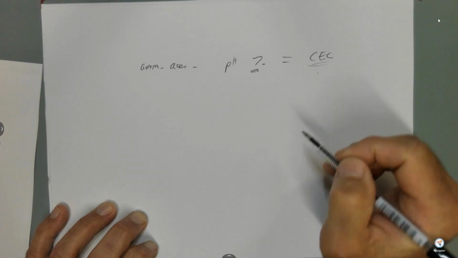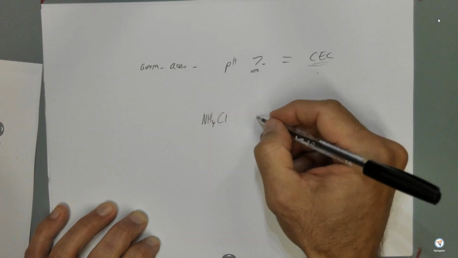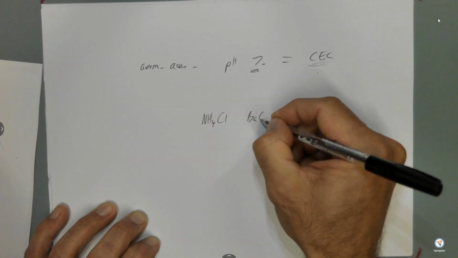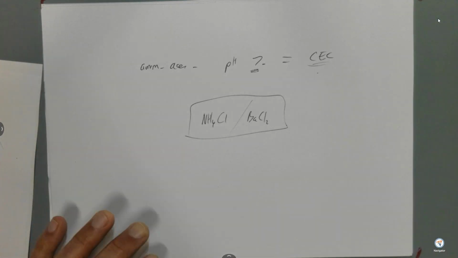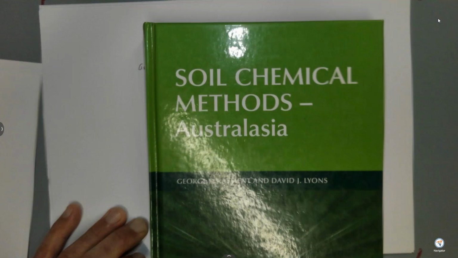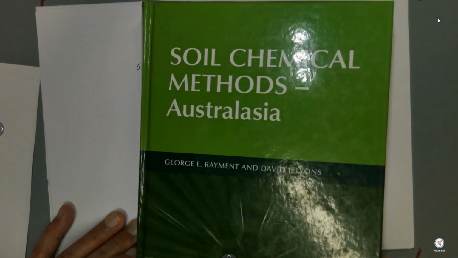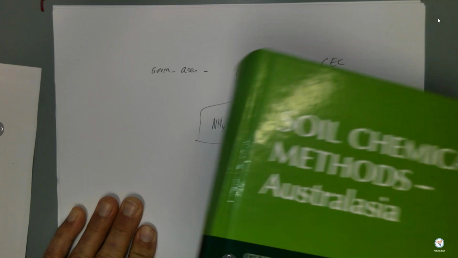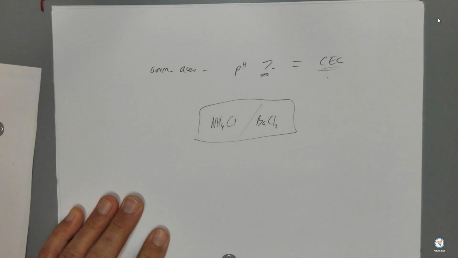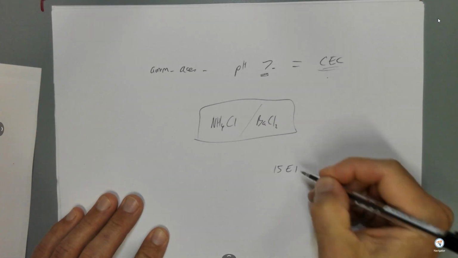And so what I use is an ammonium chloride and a barium chloride extraction. And we use a book, right? Soil Chemical Methods, Raymond and Lyons, that's the Bible. And in that they have a bunch of tests, all the tests you can think of almost, and they have codes. And so I think that one is like 15E1, I think, from memory.